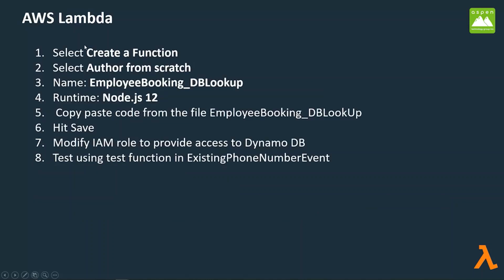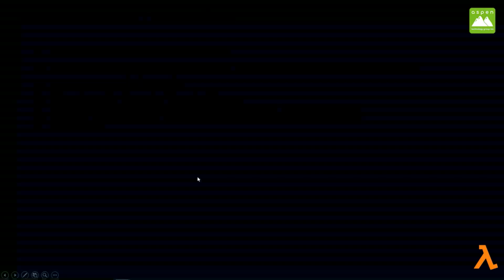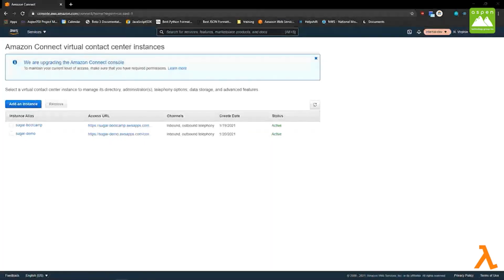Then from there, we're going to go over to Lambda, and we're going to create a function. We're going to make a new function in the node runtime, and then we will modify an IAM role to give that Lambda permission to access Dynamo. From there, we're going to go back over to Connect, and we're going to whitelist the Lambda that we created so that it may be used in Connect, much like we saw yesterday with the Lex bot that needed to be whitelisted first before it was available in Connect. So let's go ahead and get started on that.